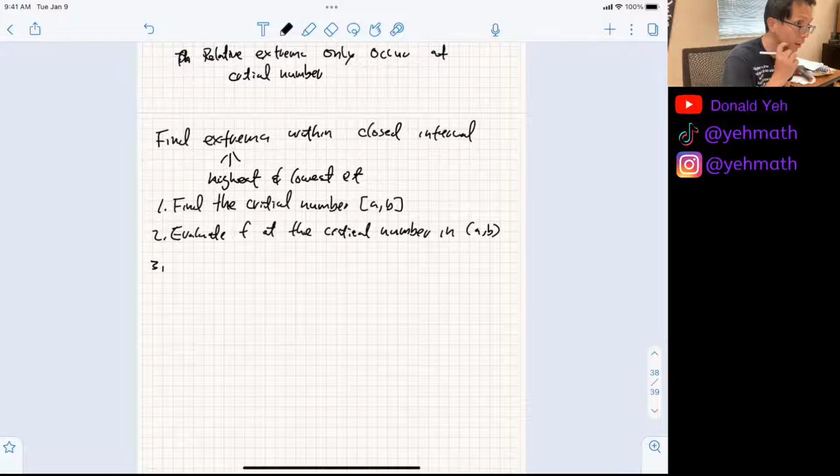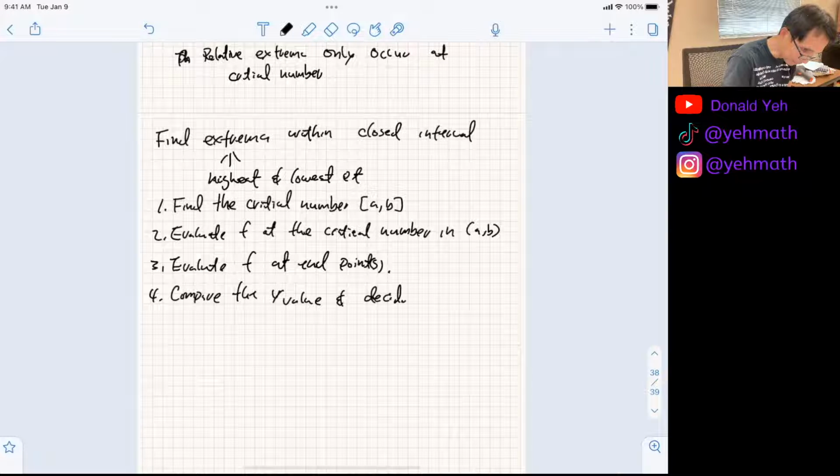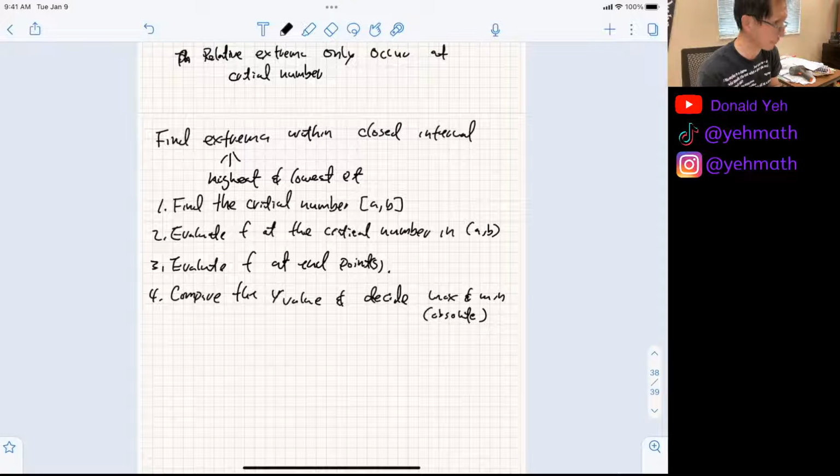Third. But what happens if your endpoint is higher than your relative? Then your endpoint should be the absolute, right? So you have to evaluate f at the endpoints. Y values, because there are two endpoints. Fourth, compare the y values and decide the absolute max and min. So you decide after you did that.